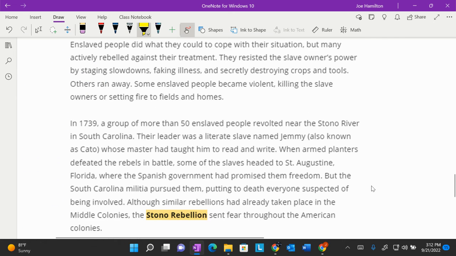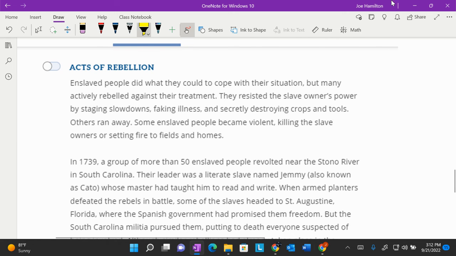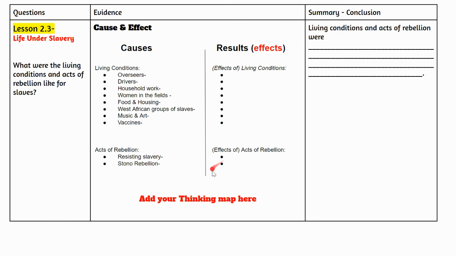Okay. Now, I didn't get to acts of rebellion. That's something that students did on their own, but you should be able to read these two paragraphs. And let's see. What were some ways that they resisted slavery? And then when they resisted, what did it look like? What was the result? And then the Stono Rebellion. Okay. You can explain what that rebellion was and how the colonists reacted, what laws popped up as a result of the Stono Rebellion, and you put that in. You can pause here to get the summary, and then that's it.